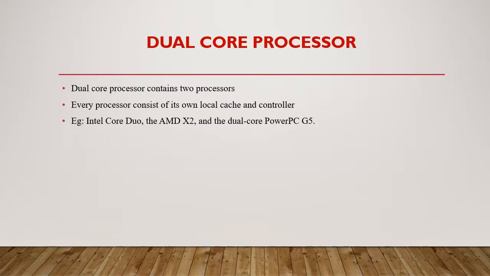A dual core processor contains two processors and they are linked with each other like a single integrated circuit. Every processor has its own local cache and controller, so they are able to perform different difficult operations more quickly than a single core processor. Some examples of dual core processors are Intel Core Duo, AMD X2, and the dual-core PowerPC G5.